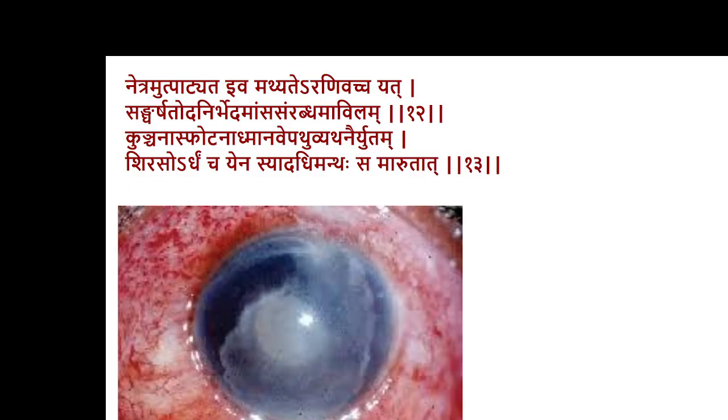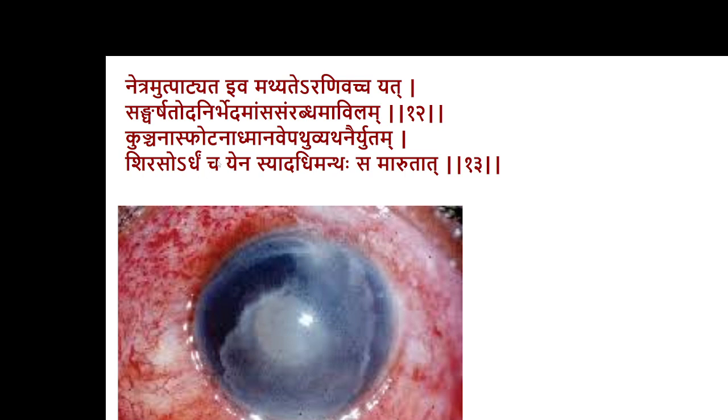Now exactly in the same manner, the Adhimantha is categorized by Sushruta, but Sushruta has named them as these different conditions based upon doshas: Vataja, Pittaja, Kaphaja, Raktaja, and so on. Now in case of the Vataja Adhimantha, the pain is a major symptom. Netram utpatiteva machyate aranyavachayata. Sangharsha toda nirbheda mamsa samrabdham abilam. Kunjana aspotana adhana vepatu vyathane shiraso ardham chayeni syat adimantaha martha. The more severe pain, and the patient may have a grayish appearance over the sclera.